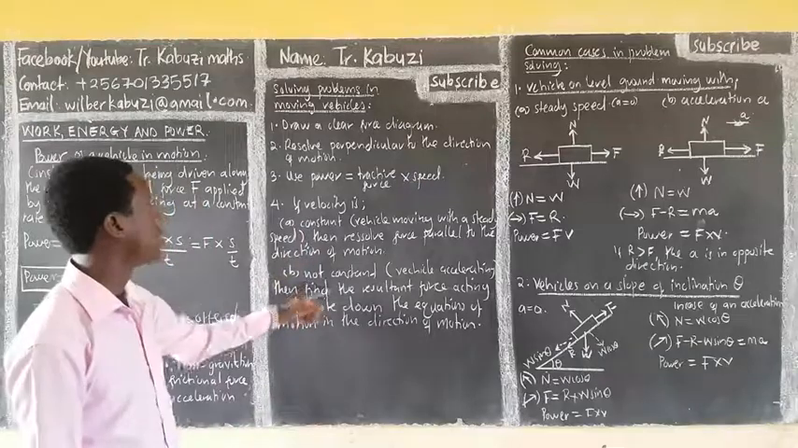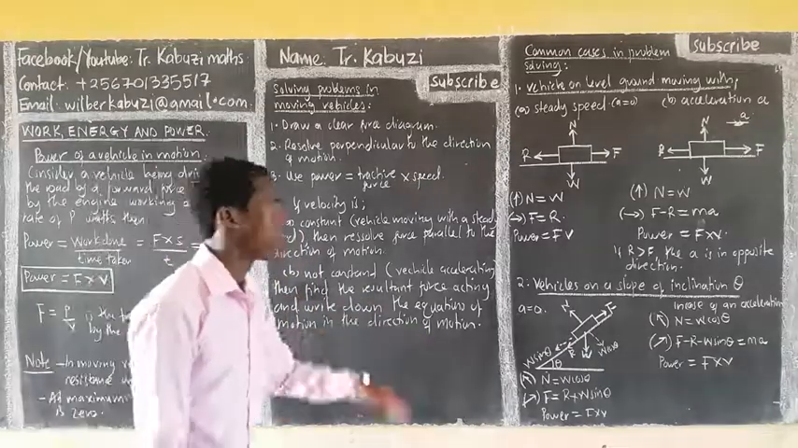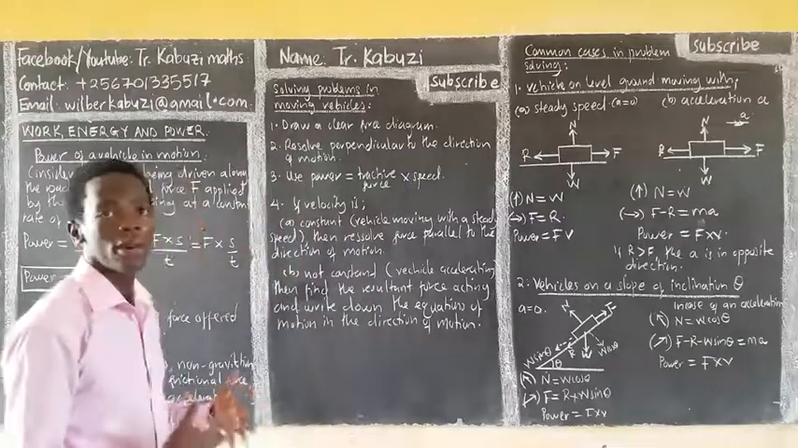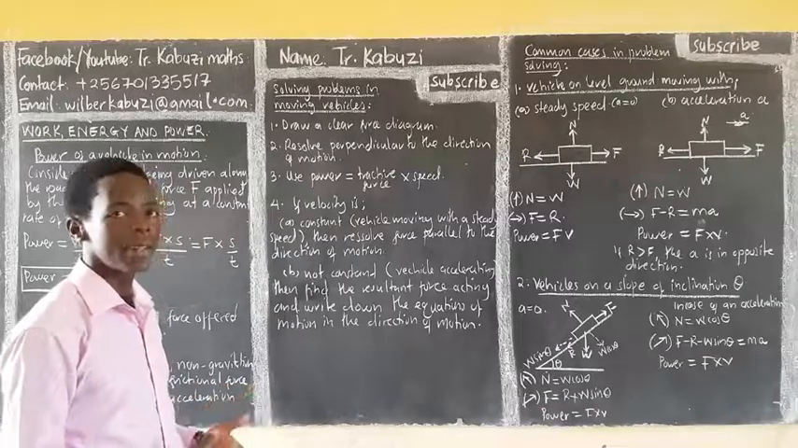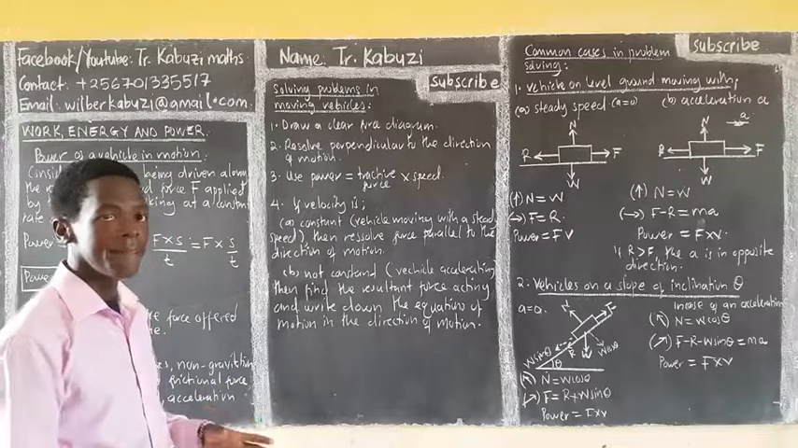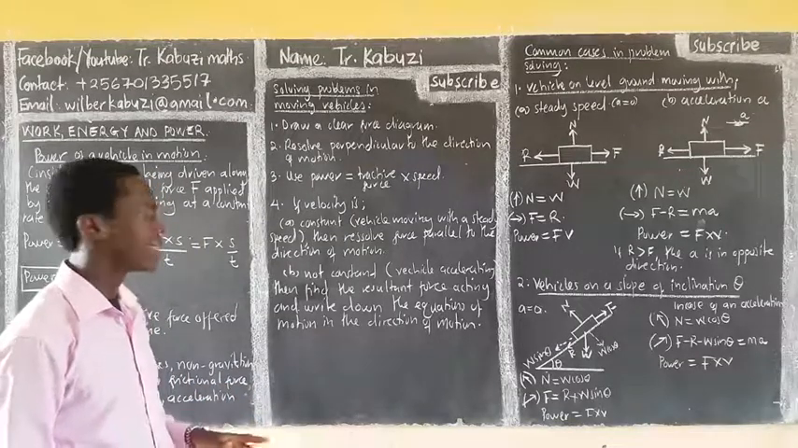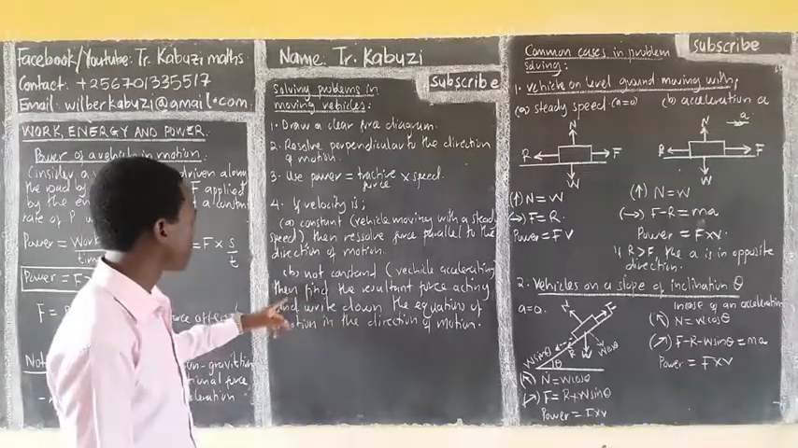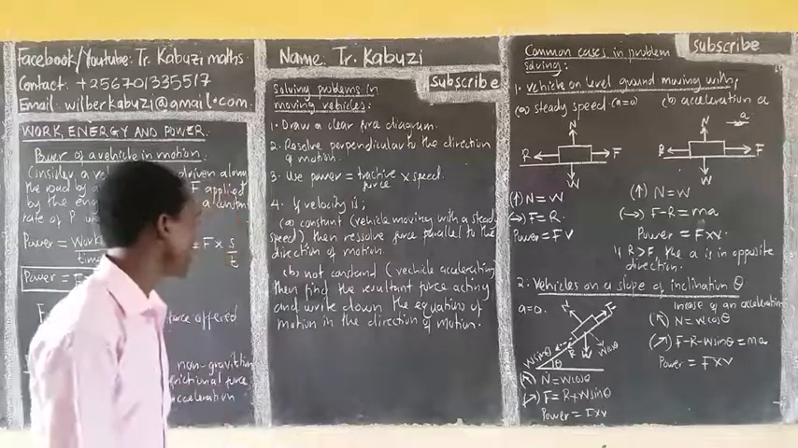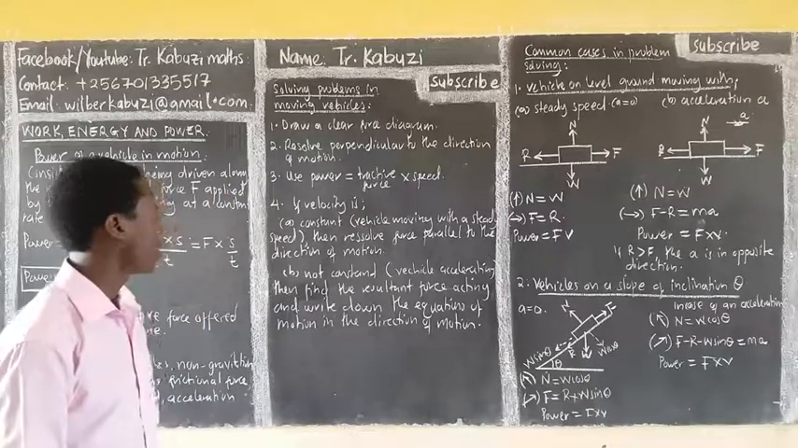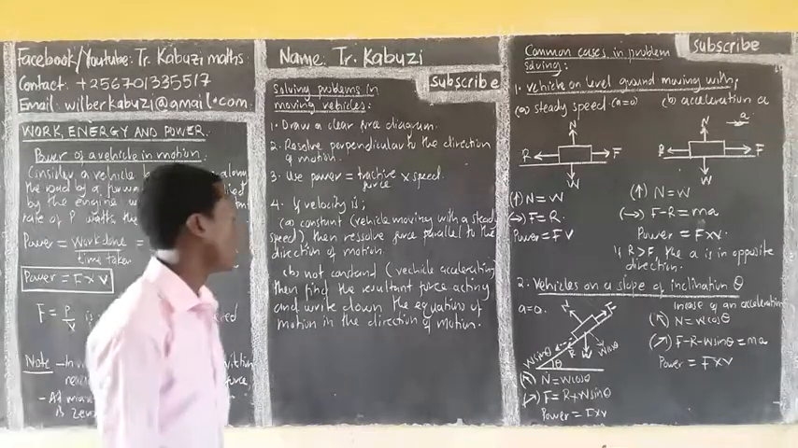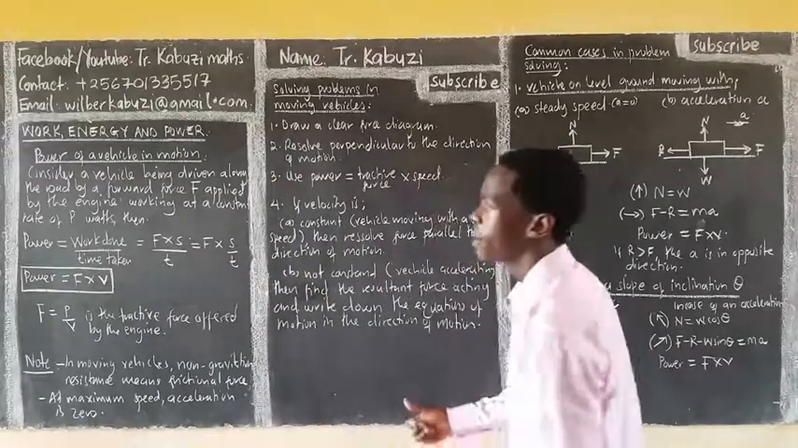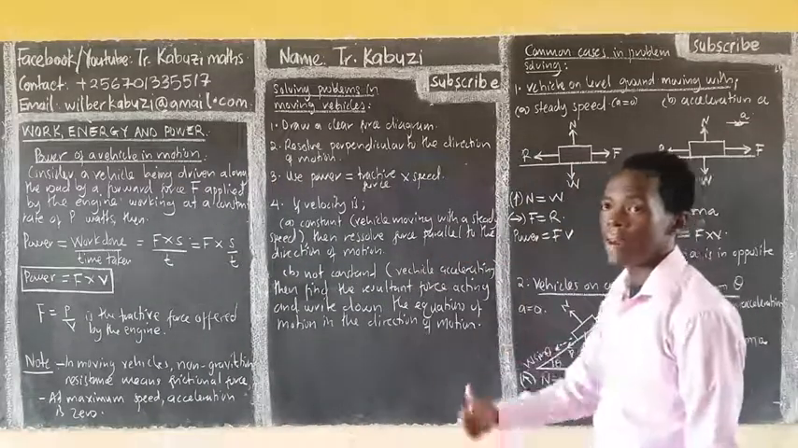If velocity is not constant, then the vehicle is accelerating. The vehicle can be moving without accelerating; accelerating means that it's changing velocity. As simple as that. If there is an acceleration, then find the resultant force acting and write down the equation of motion in the direction of motion. Direction of motion means the direction of the acceleration, where the vehicle is going.